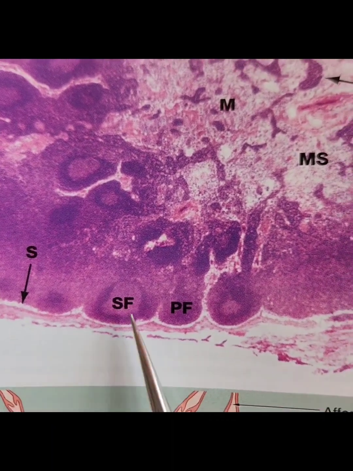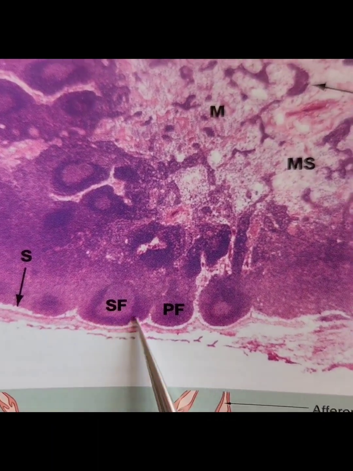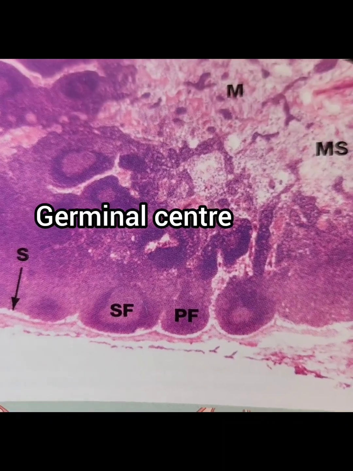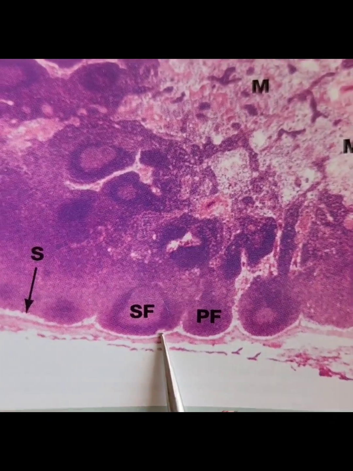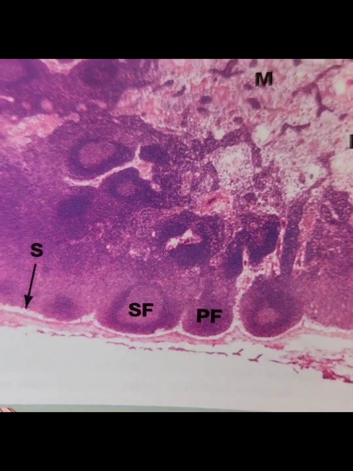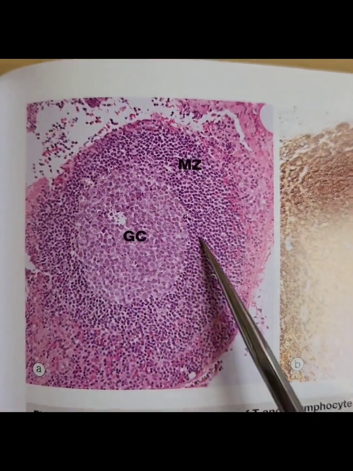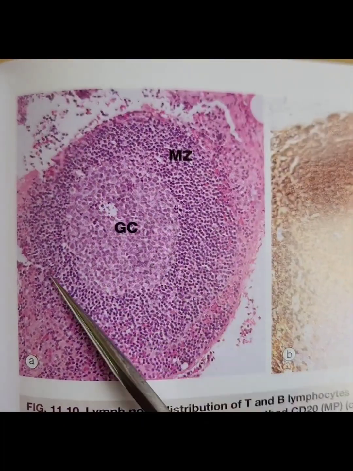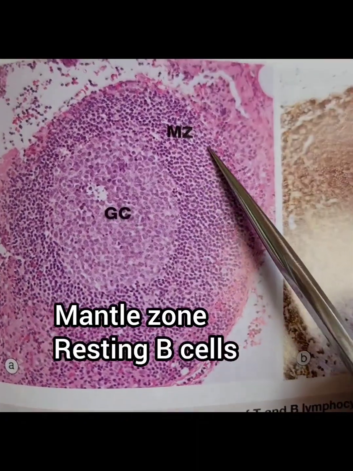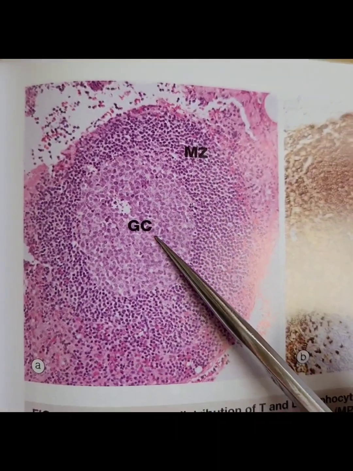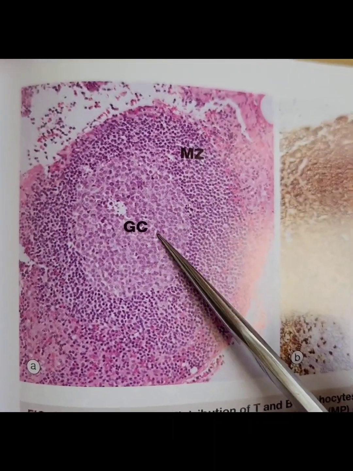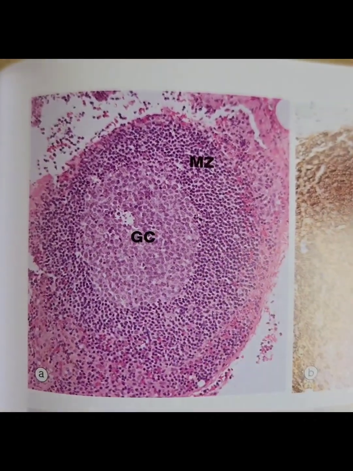Secondary follicle has a pale center. This is called the germinal center. This happens after antigenic stimulation. This is called an activated lymphatic nodule. This shows a secondary follicle having a pale central zone, that is the germinal center, and a darker peripheral zone, that is the mantle zone. In the mantle zone, resting B cells are there. In the germinal center, clonal differentiation is happening. B cells are dividing, so they have pale staining.